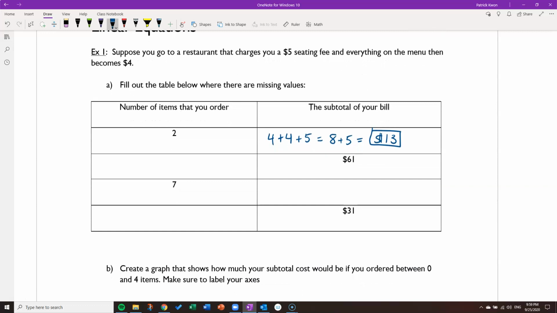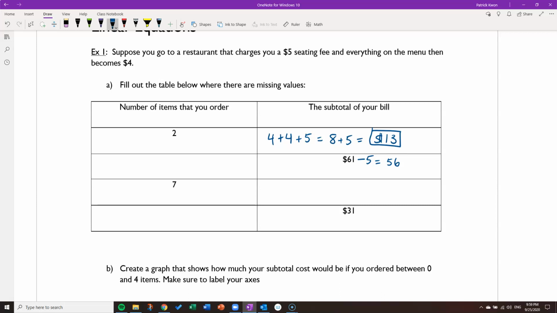Now, in the next row, we are given the scenario that our subtotal came out to $61, and we want to figure out how many items we ordered. Well, that $61 includes our seating fee, right? And so what if we subtracted 5 from that? So 61 minus 5 is going to be $56. And we also know that that $56 is going to be split up amongst the number of items by $4.